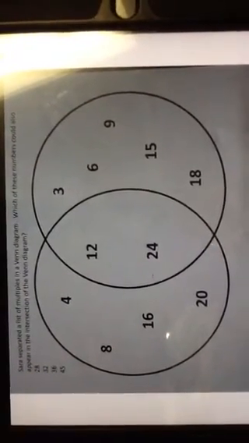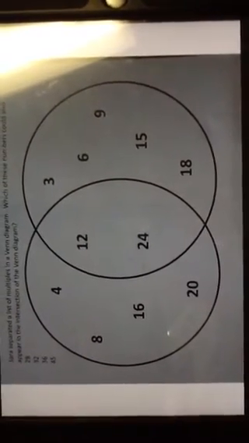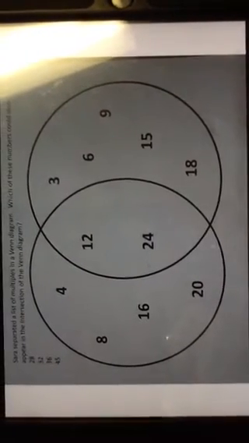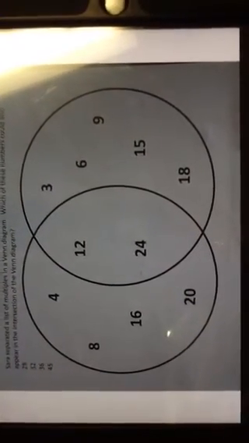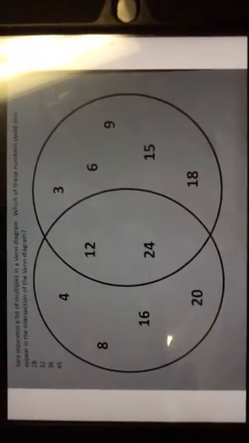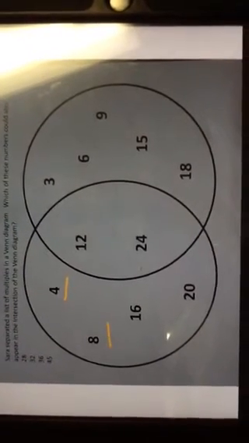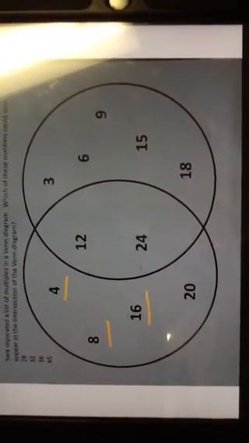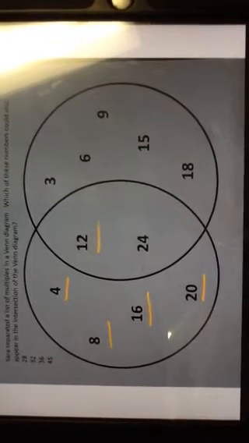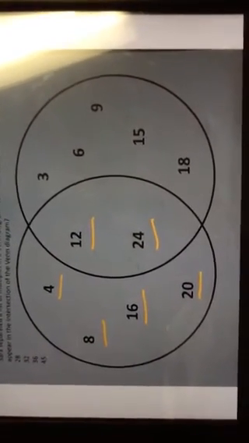Well, what do we know about this problem? First, we can look and say we know that some of these multiples have things that are different, and we have numbers in the middle and the intersection that are the same. Now, if I look here, I see a 4, an 8, a 16, and a 20, while 12 and 24 also still belong on this side of the circle too.